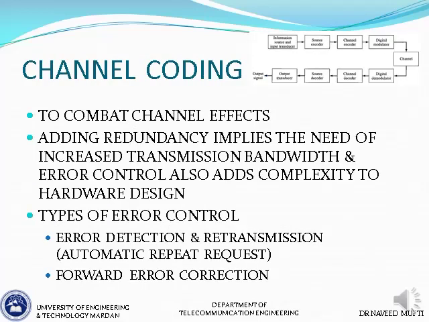So now our discussion continues on to the next block within a digital communication system, which is that of channel encoder. And channel encoder and decoder, collectively, are called channel coding. The main purpose of the channel coding block inside a digital communication system is to combat channel effects. So that is why the name is channel coding.